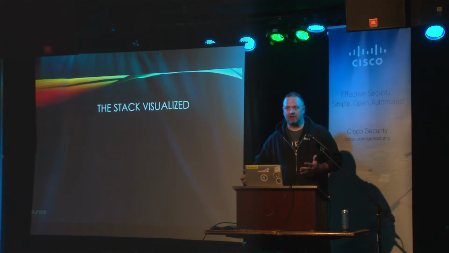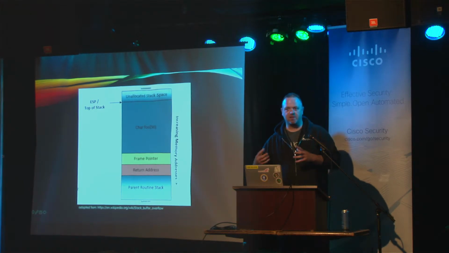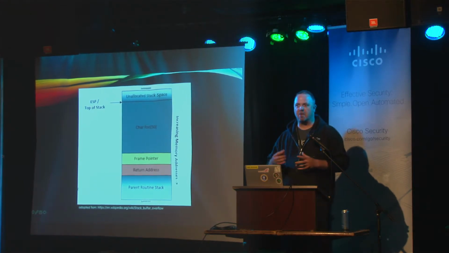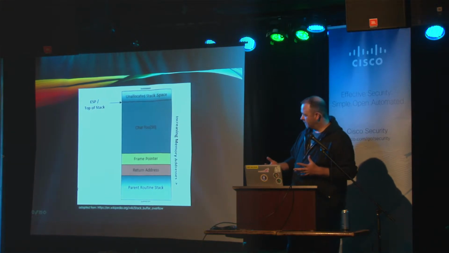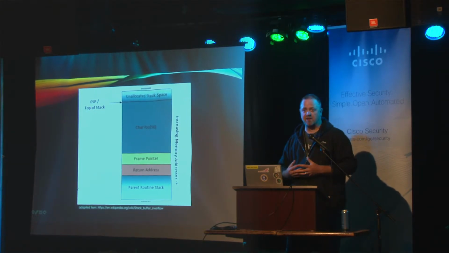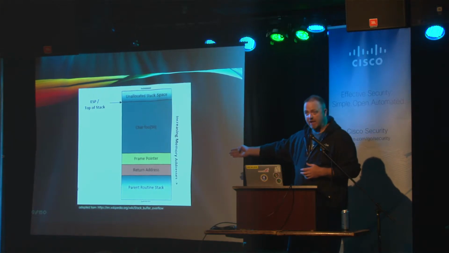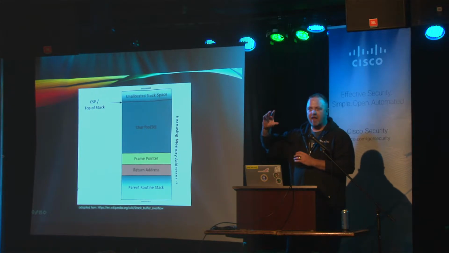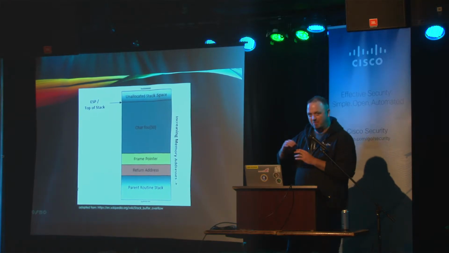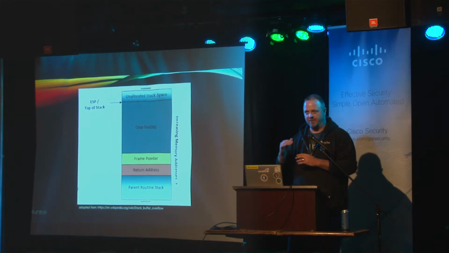So the stack. This is not exactly correct. It's just a mock-up that'll work for today. So if you look at our stack here, imagine you have a program that has a main function and a second function called init. The parent routine stack at the bottom, that's main stack. And then above that at lower memory addresses is where init's stack gets placed, its portion on the stack. So it's above it at lower memory addresses.